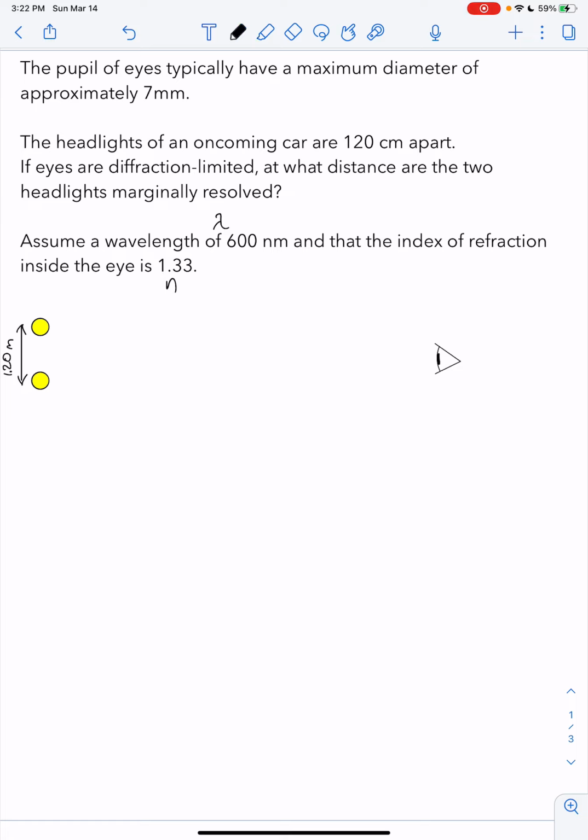Well, what's going on here is we have a case where our minimum angle is going to be equal to our alpha, which is the angle created by this distance away from our lens caused by the separation between the two light sources. And so this is our criterion for marginally resolved. These two are going to be equal, and this is going to be equal to 1.22 lambda over D. This is our criterion for being able to resolve two things.